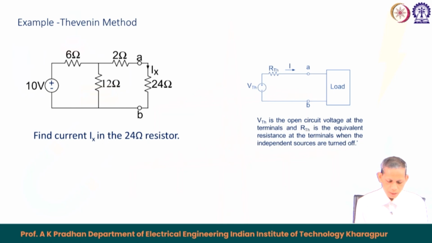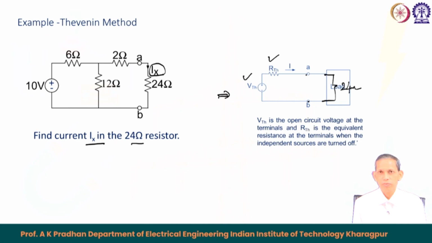So, let us say we have a circuit like this. The question asks: find the Ix downward in the 24 ohm resistance. So, this is the circuit. As per Thevenin's theorem, the circuit becomes a VTH and RTH equivalent circuit to the left of AB, and then the load, which is nothing but the 24 ohm resistance in this case. So, the circuit becomes pretty simplified, and then you can find the corresponding current through this branch as VTH upon 24 plus RTH.